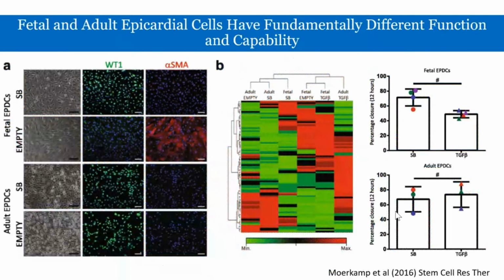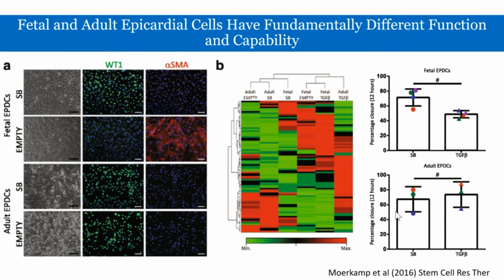The easiest source of epicardium would be adult tissues. If you are able to harvest the adult epicardium and isolate the epicardial cells, we should be able to use them directly. Unfortunately, epicardial cells from the adult source, as compared to the fetal ones, have fundamentally different function and capability, as shown in these papers.